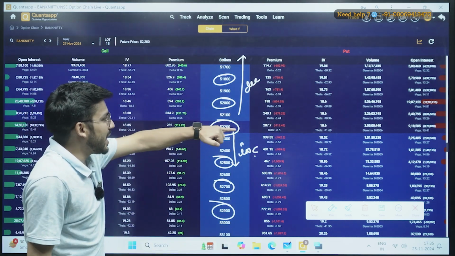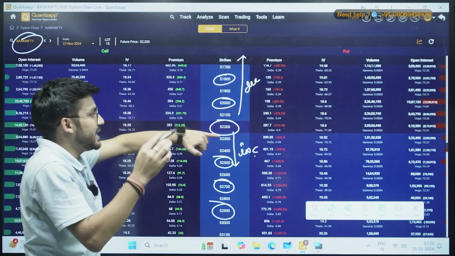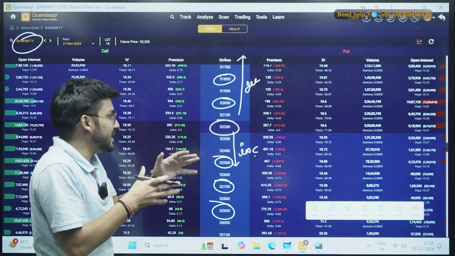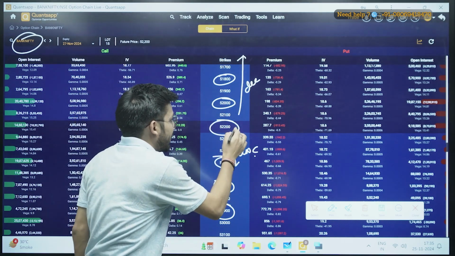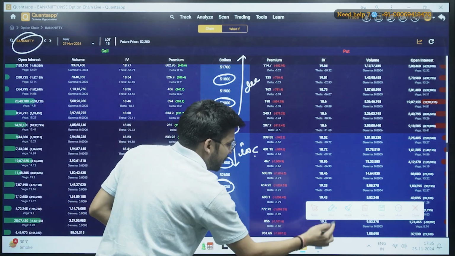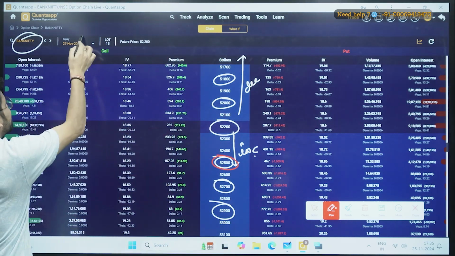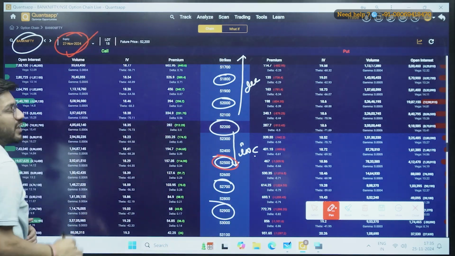Now, currently my price is 52,500. I am checking Bank Nifty. Currently Bank Nifty is trading at 52,200. Now, if I bet on this strike price, at the end of the expiry, what is my expiry? My expiry is 27 November 2024, right?